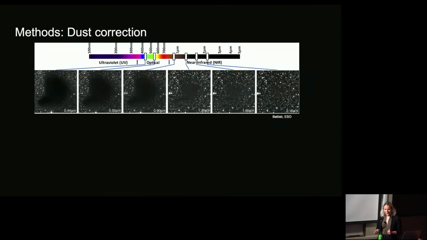So a big part of our analysis this summer was correcting for dust. This panel that I show here is a molecular cloud at different wavelengths, and this shows us that the dust in galaxies differs depending on the wavelengths that you're looking at. So we are working with several wavelengths in our analysis, so we had to correct for dust for each of them.